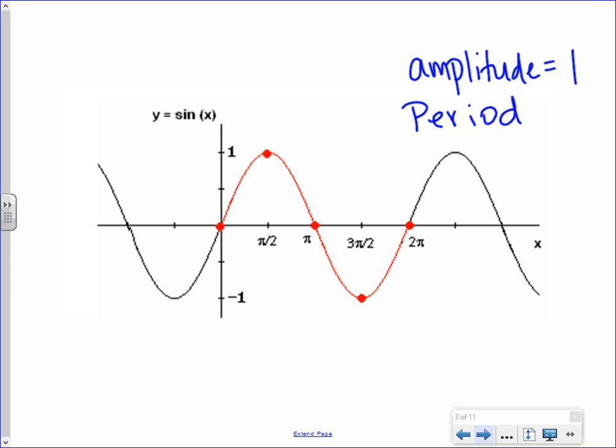The period of this graph. I hear pi, I hear 2 pi. Take a point. Where does it start to repeat that pattern? Okay, here we make an S. At 2 pi, we start to make another S, right? So at 2 pi is where we would begin to repeat. Does that make sense, Eli? Okay.